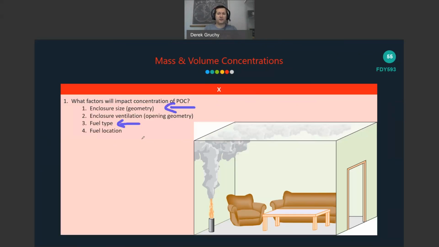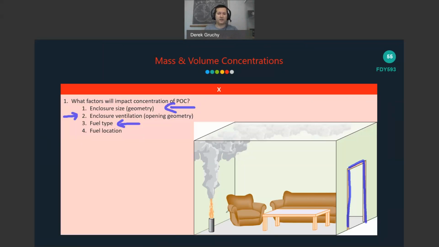Is it methane or is it a couch? Is it propane, gasoline? They're going to burn differently. They're going to create different amounts of products of combustion. And then how big is that enclosure where the products of combustion are collecting? And then what kind of ventilation is there in the enclosure? So how big is the doorway? Is there just one? Is there two? When can smoke start leaving? That will impact the concentrations. So all of that is super important.